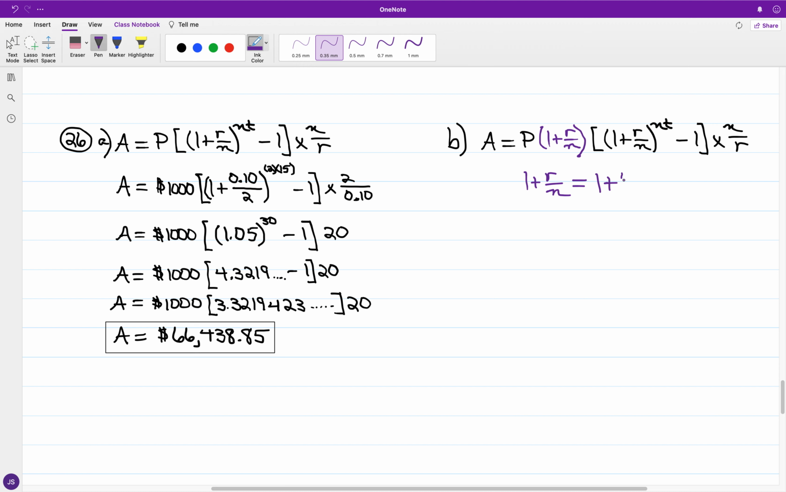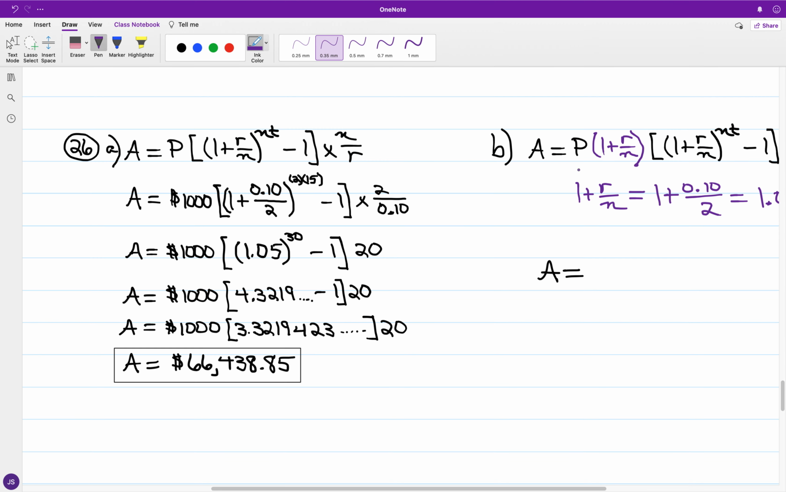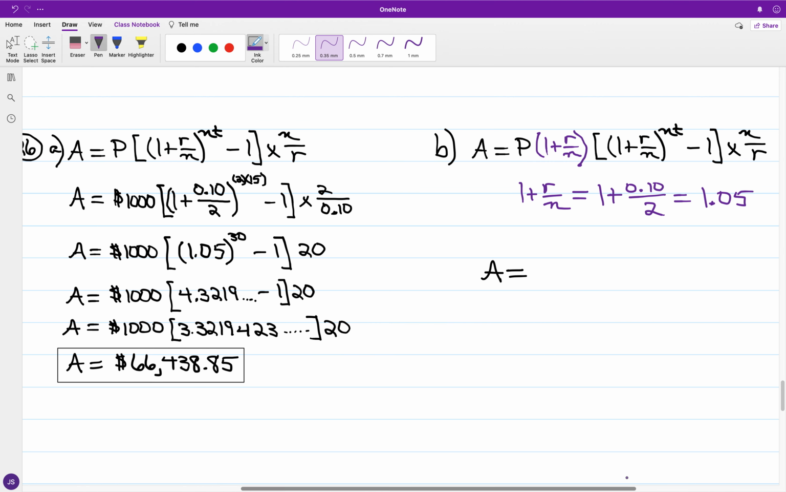So again, we have r at 10%, and you have, again, semi-annual compounding and depositing. So the 1 plus r over n, that's going to be 1.05. So we have for A, with 1 plus r over n, you're going to have 1.05, and we have times what we had in part A, 66,438.85.